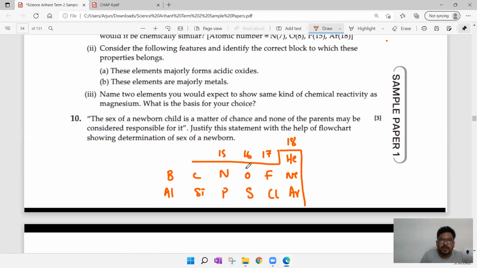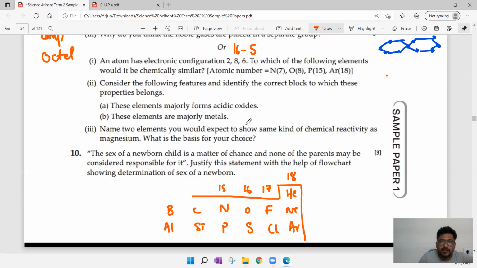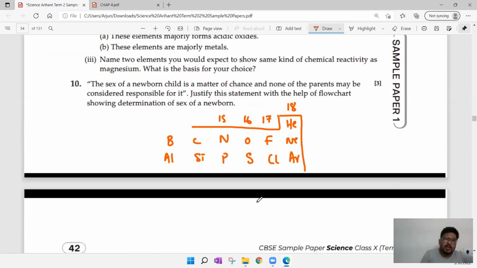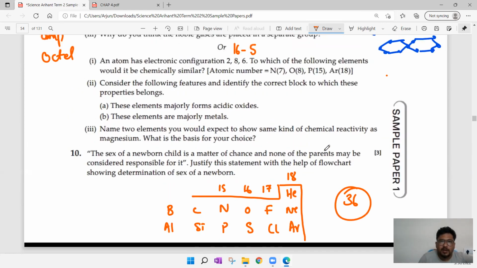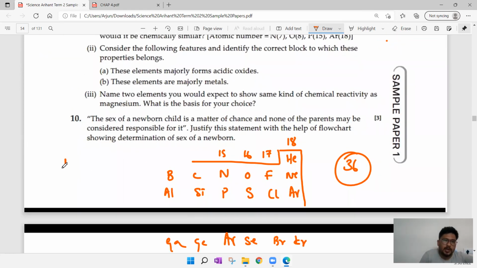Next, sulfur, 16, that's fine. And if needed, we will get argon, gallium, germanium, arsenic, selenium, bromine, krypton. So it is better to read 36 elements and try to understand the placements of 36 elements in the periodic table. This is the most important point I am telling you. Please read 36 elements and the placements of 36 elements.